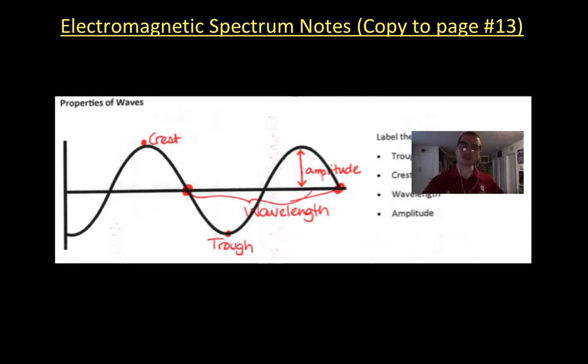The amplitude is, again, the distance it reaches from its moderate point to its highest point. And then the wavelength is the length of a wave from the starting point to that same starting point, right? So again, crest is the top, trough the bottom, amplitude is the range, and the wavelength is the length of it from start to finish, right? So let's go over those in more detail.